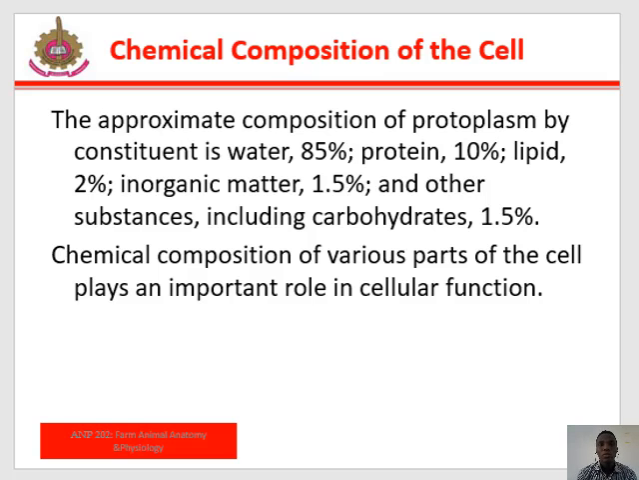Chemical composition of the cell. The approximate composition of protoplasm by constituent is water, which is 85%. We have protein, which is 10%, lipid 2%, inorganic matter, which is 1.5%, and other substances including carbohydrates, which have 1.5%. Chemical composition of various parts of the cell plays an important role in cellular function.